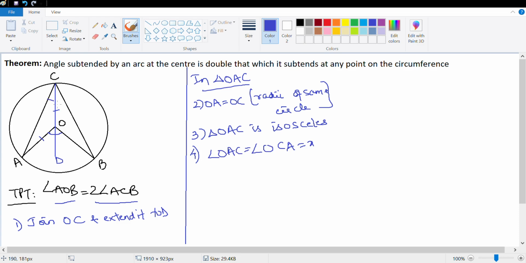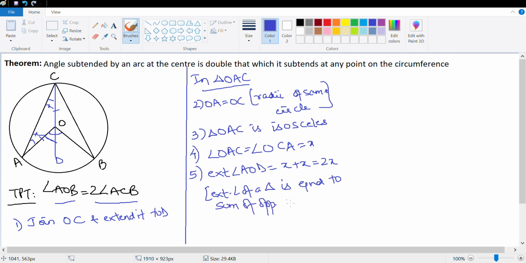So this is x. This is also equal to x. Next one, let's look at the exterior angle AOD, which is this angle here. Now this angle is equal to the sum of the opposite interior angles, which means x plus x, which is 2x. A reason would be: exterior angle of a triangle is equal to the sum of the opposite interior angles.